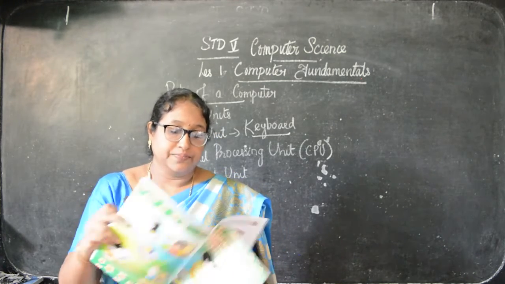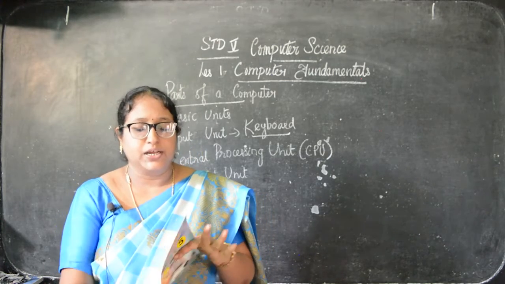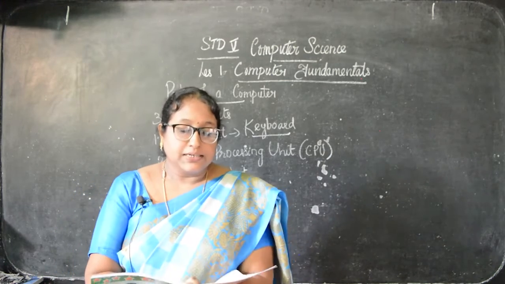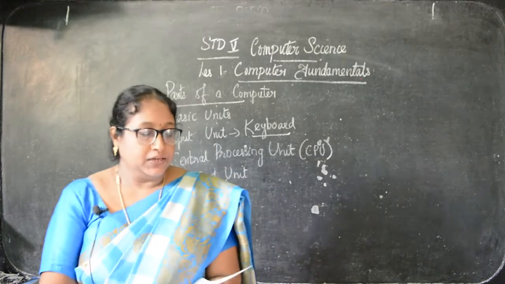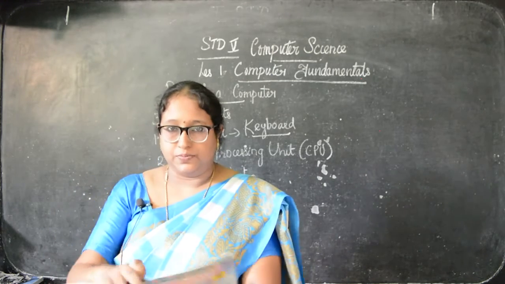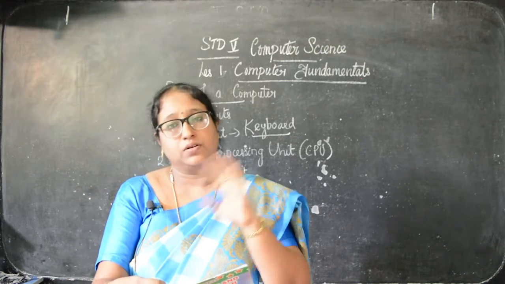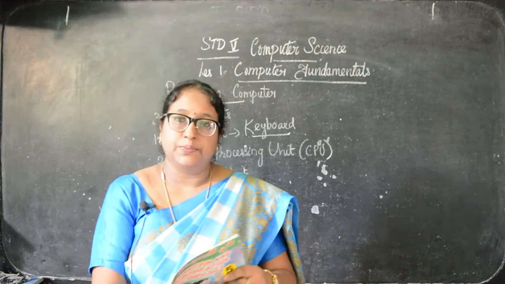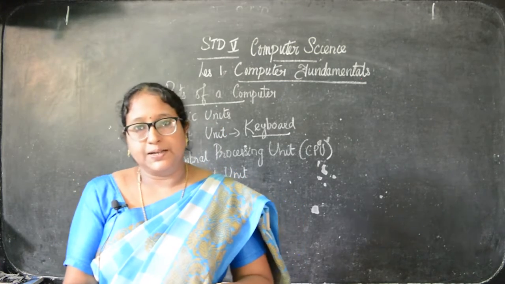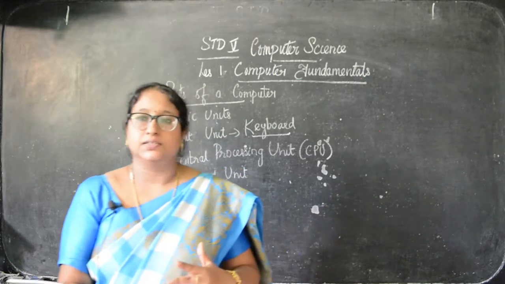Now next we'll go to the CPU, that is the central processing unit. The CPU interprets instructions, that is, explains the instructions, processes the data, and stores the results. After finishing with the data, what happens? Naturally, you store the result, right? So what is the work of the CPU? It interprets the instructions, processes the data, and the result is stored.